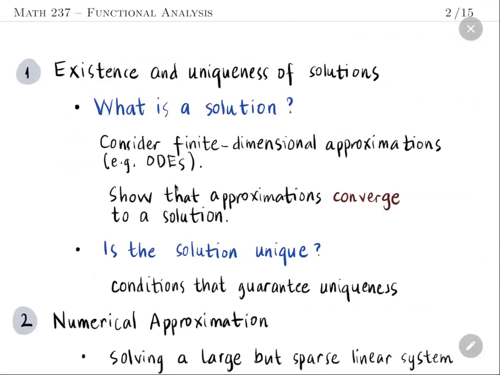So with regards to these so-called infinite dimensional differential equations, we would like to ask a fundamental question. So the existence and uniqueness of solutions. But of course, in terms of these differential equations, we need to define, or we need to specify, what you mean by a solution.